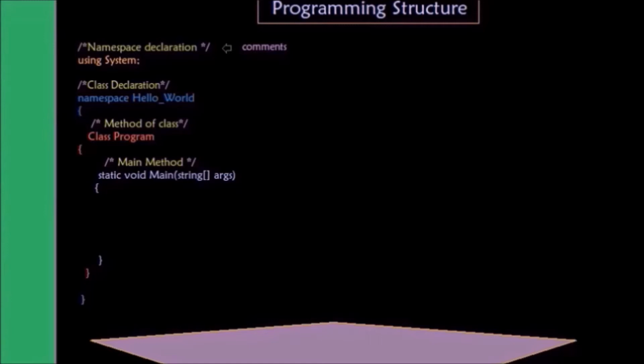As you can see inside the Main method, I have written the statement as Console.WriteLine, Hello World. This statement is used to display Hello World on the console screen. So here WriteLine is a predefined function of the Console class which is defined in the System namespace. And also keep in mind that statements and expressions must end with the semicolon sign in C#.